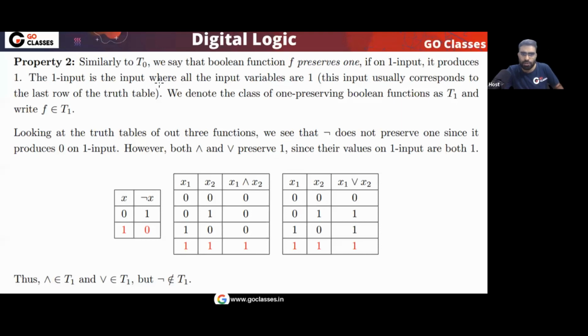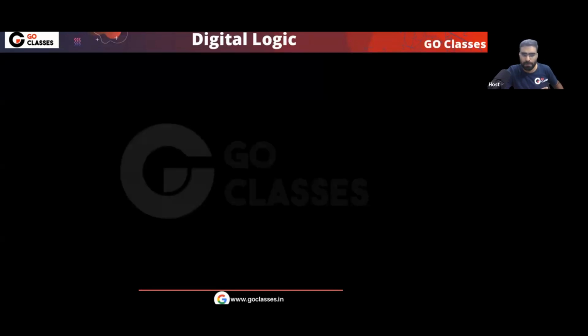If you replace all the input variables by 1, then the output must be 1. This type of function is called a one preserving Boolean function. Is this clear? Please tell me. Let me know. So simple an idea. Now tell me, one simple question I want to ask.